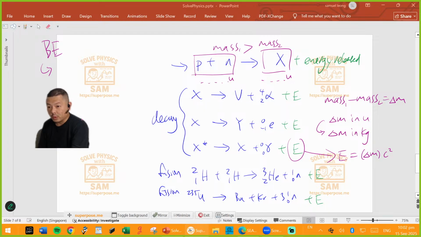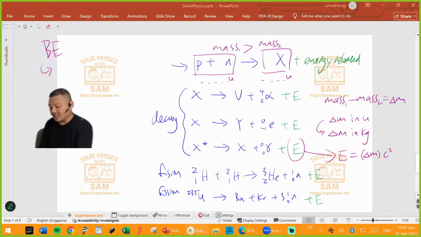Separate a nucleus into its constituent nucleons. I would want you to use the word nucleus and nucleons. Yeah, separate the nucleus into its constituent nucleons to infinity. That's binding energy, right? What's the other version of it? There's a second version of it.